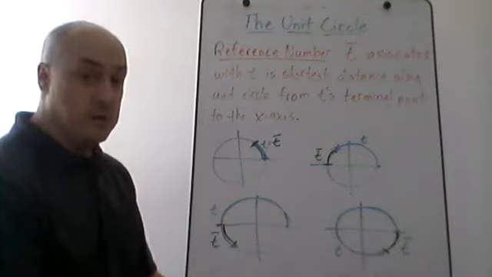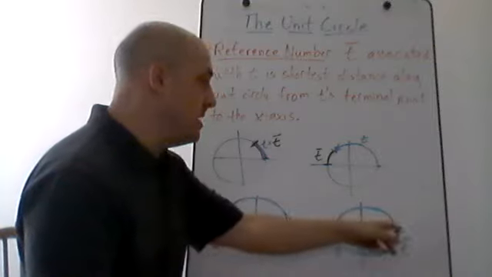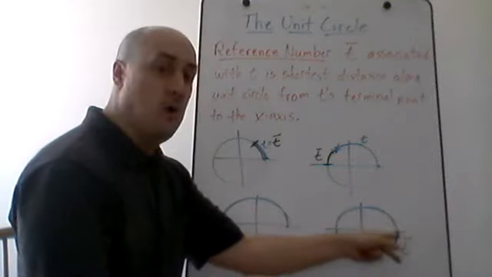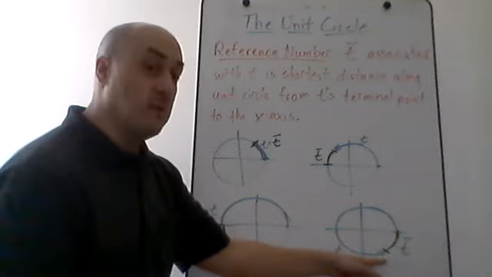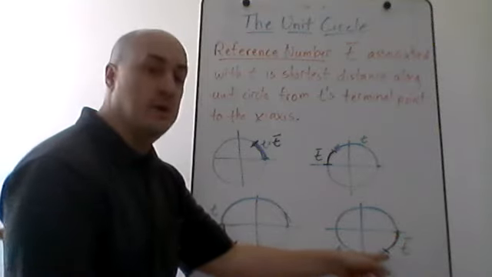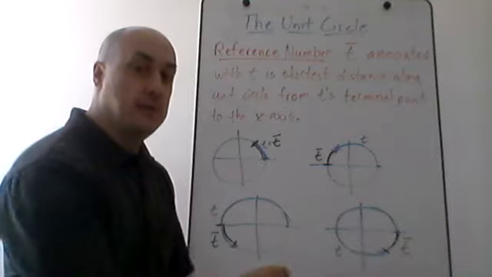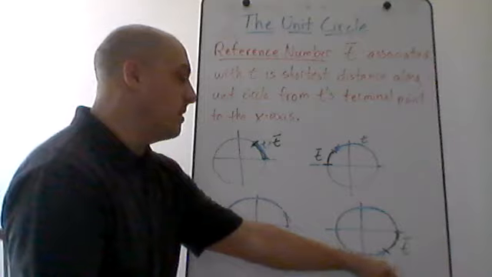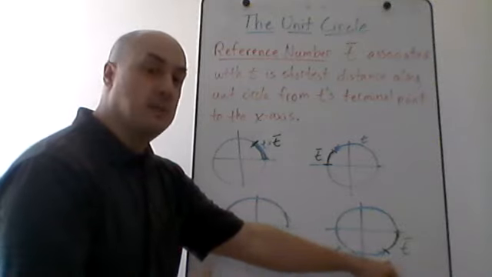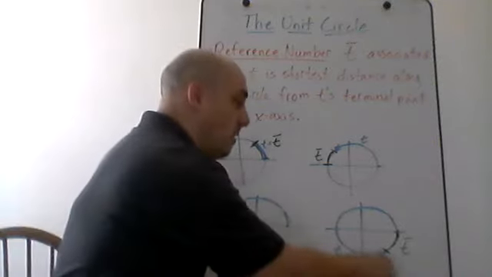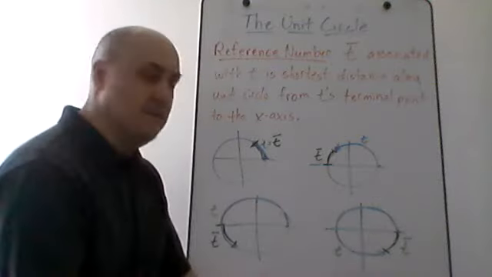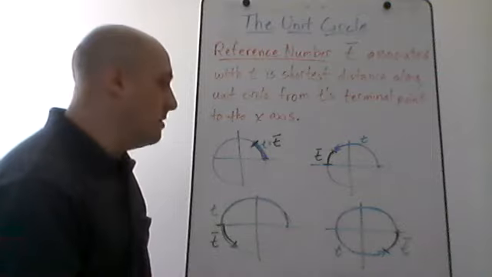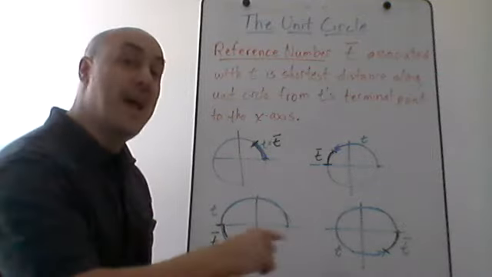And if I'm in the fourth quadrant, if my t value takes me more than 3/4 of the way around the circle, but not quite all the way around, I end up in the fourth quadrant. And from a point in the fourth quadrant, the closest way to get back to the x-axis is just continue on until you complete that full circle. So if you're in the fourth quadrant, the t-bar, the reference number, is the distance from your terminal point back up to the positive x-axis. Again, t-bar is the shortest distance along the unit circle from your terminal point to the x-axis.